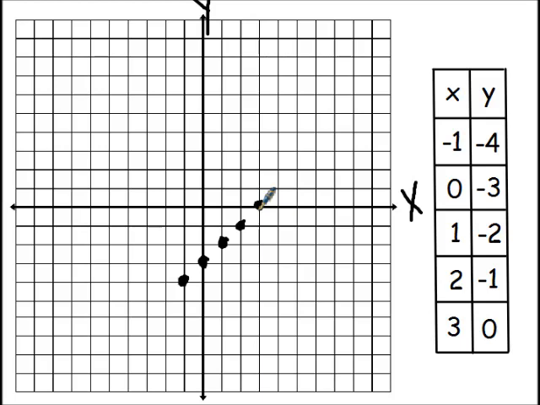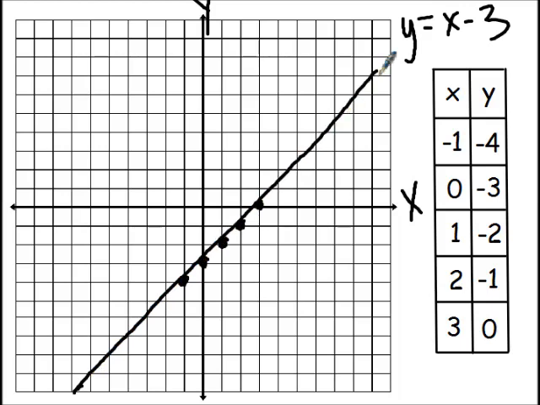So this would be the points that are given to us on the right in our table. And the equation y equals x minus 3 would be represented if we connected all of these dots and our line went endlessly in each direction. This line represents the equation y equals x minus 3.